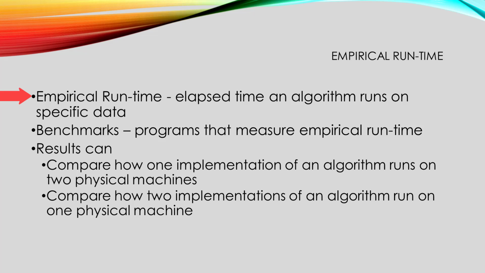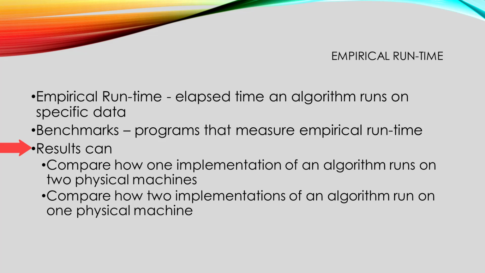One way we can measure speed is with empirical runtime. This is how long it takes an algorithm to run on a specific set of data on a specific machine. We measure empirical runtime with programs called benchmarks, and we can use empirical runtime to compare machines by running the same algorithm on two different machines. Or we can use empirical runtime to compare how two different algorithms run on one physical machine.